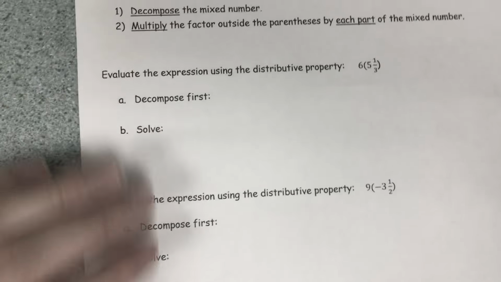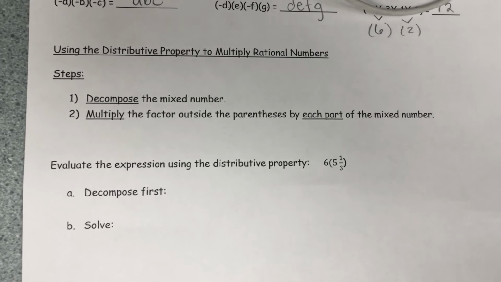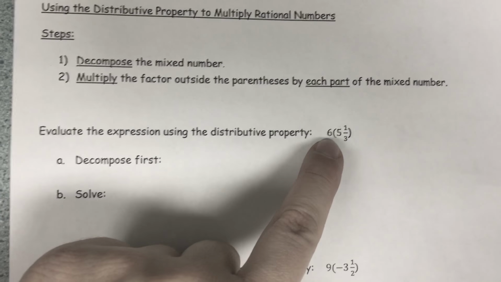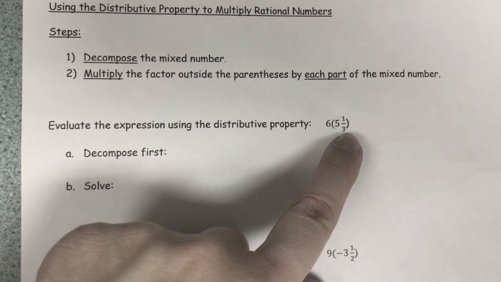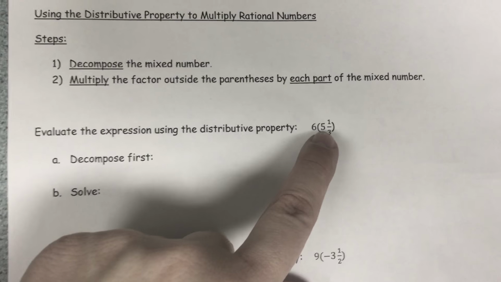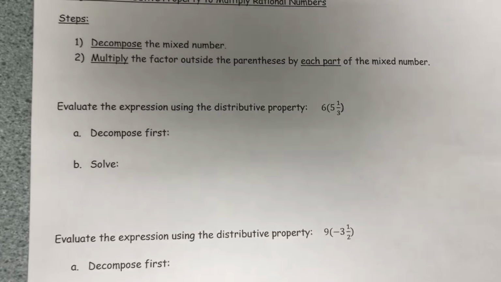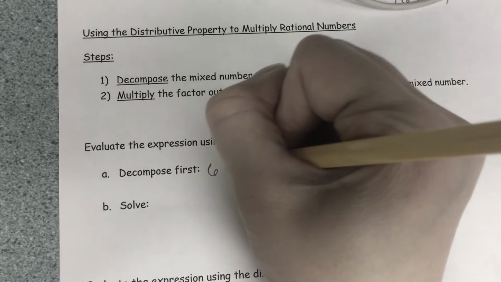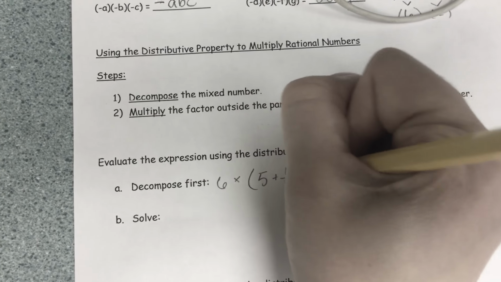All right. The last thing we're talking about is using the distributive property to multiply rational numbers. So if we have to multiply 6 times 5 1/3, we're going to decompose the mixed number and then multiply the factor outside the parentheses by each part of the mixed number. So decompose first. So I'm going to say 6 times 5 plus 1/3.